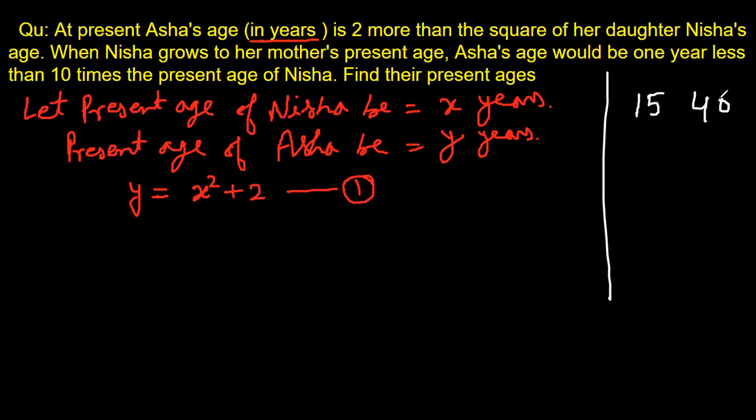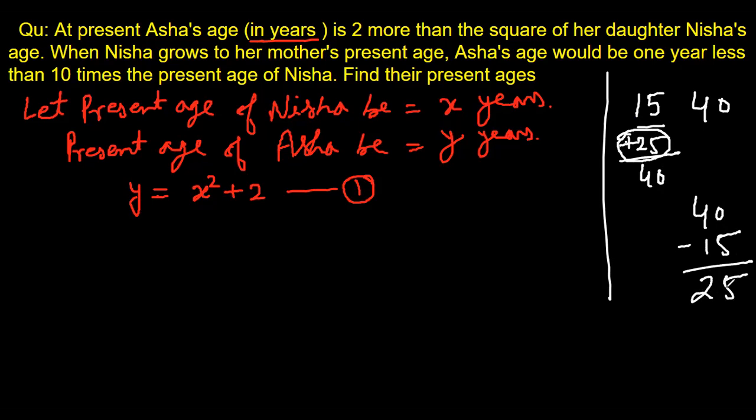Now, can you tell me after how many years Nisha will be equal to the age of her mother? Well, 15-year-old will grow to 40 after how many years? After 25 years, yes. So 15 plus 25 will give you 40. Another way to find this 25 is simply subtract, find the difference between their ages. 40 minus 15, that is 25. So we are talking about this number of years.